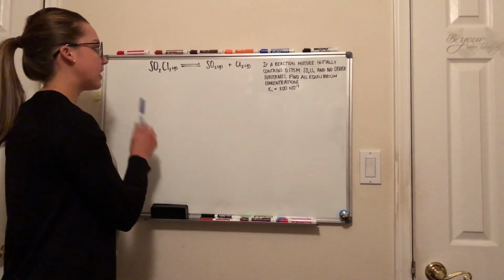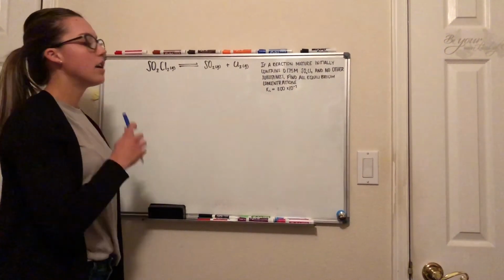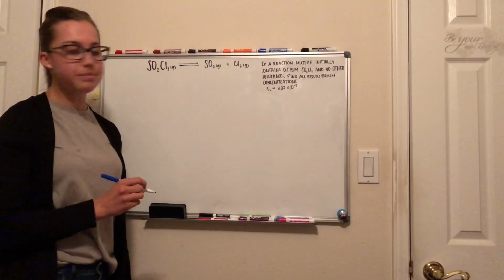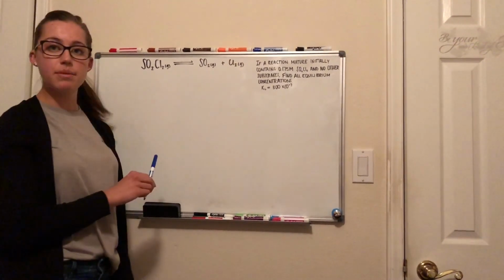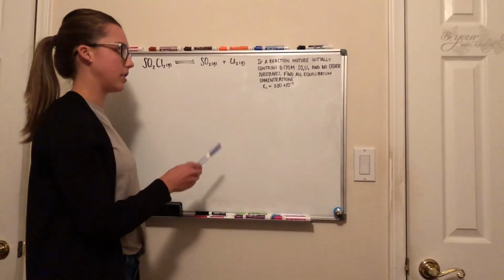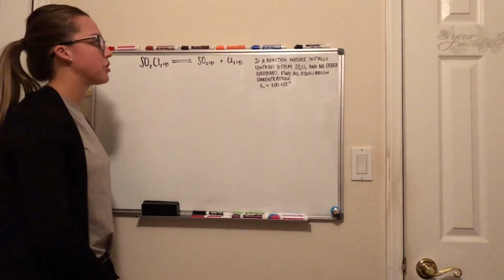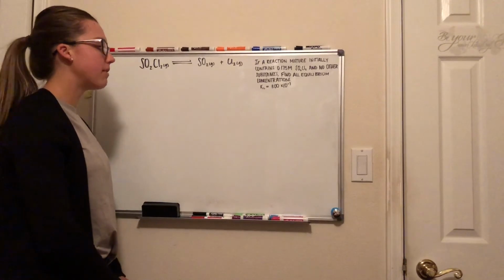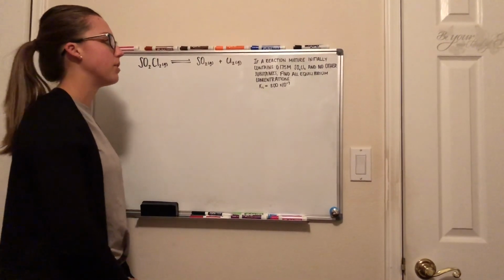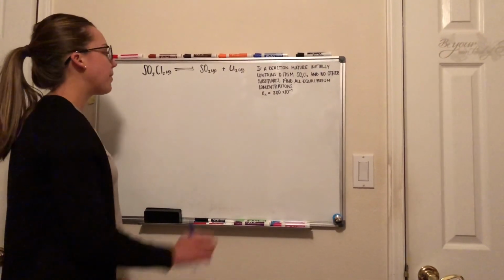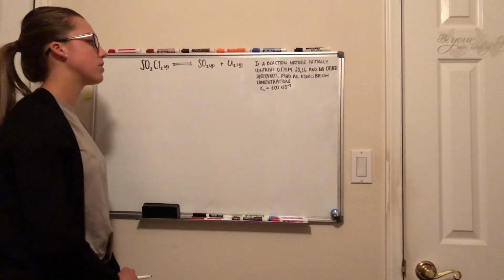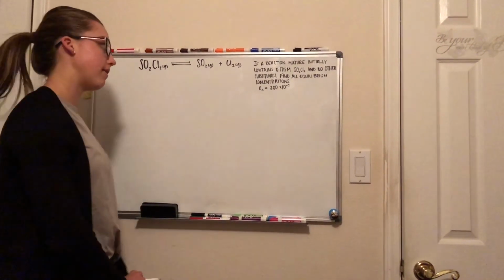So this is a question that is going to require you to find concentrations at equilibrium. Obviously, every time we see a question like this, we're going to want to use an ICE table. So I'll read you the conditions that we're going to start with. If a reaction mixture initially contains 0.175 molar SO2Cl2 and no other substances, find all equilibrium concentrations. And we know that the K sub C for this reaction is 3.00 times 10 to the negative 7.